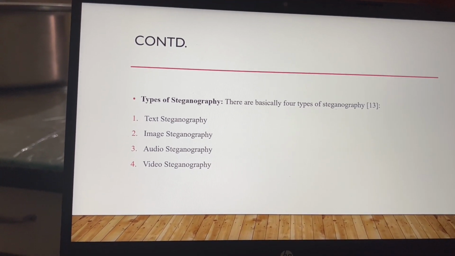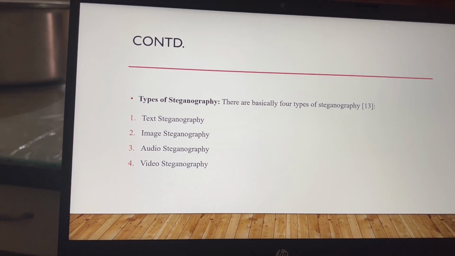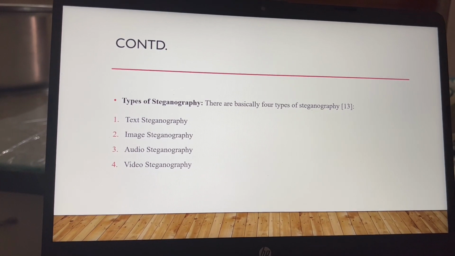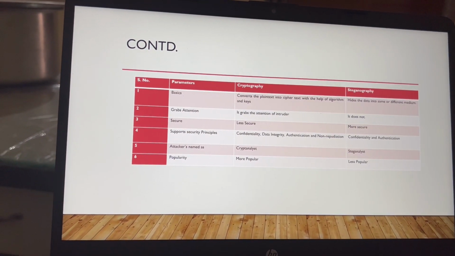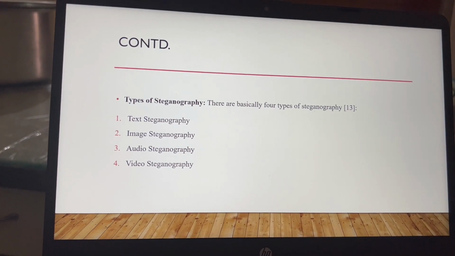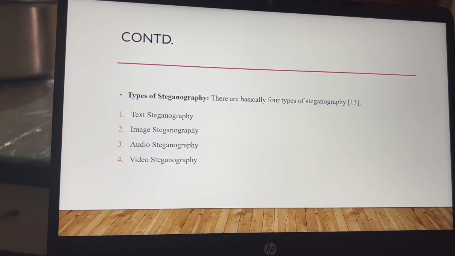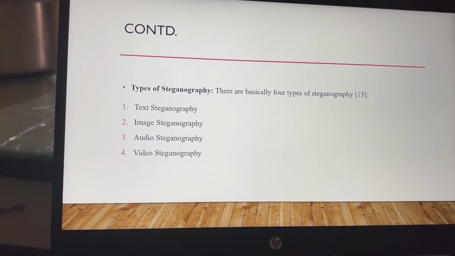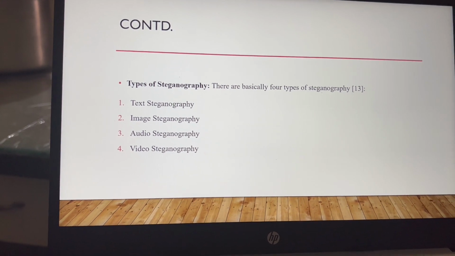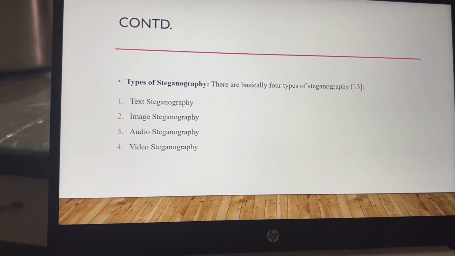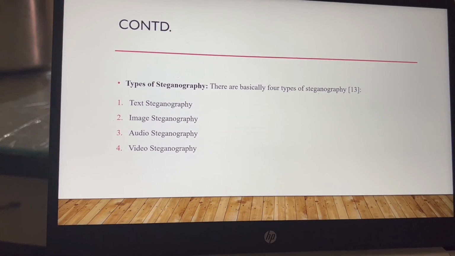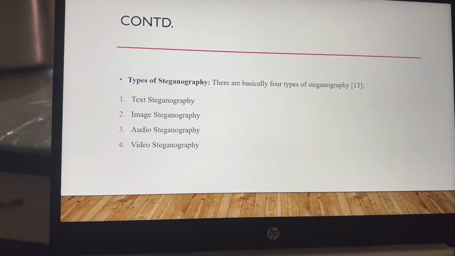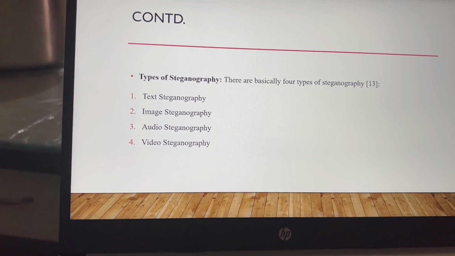Types of steganography. The following are the types of steganography: text steganography, image steganography, audio steganography and video steganography. In text steganography, text data is hidden inside text, whereas in image steganography, any kind of data is hidden inside an image. In audio steganography, the confidential data is hidden inside the audio, whereas in video steganography, the information which we want to hide is hidden inside the video.